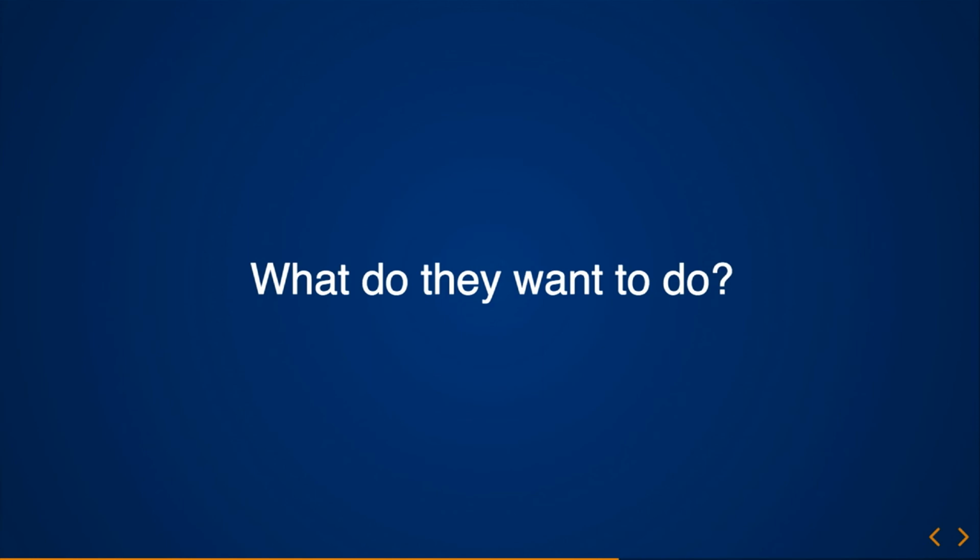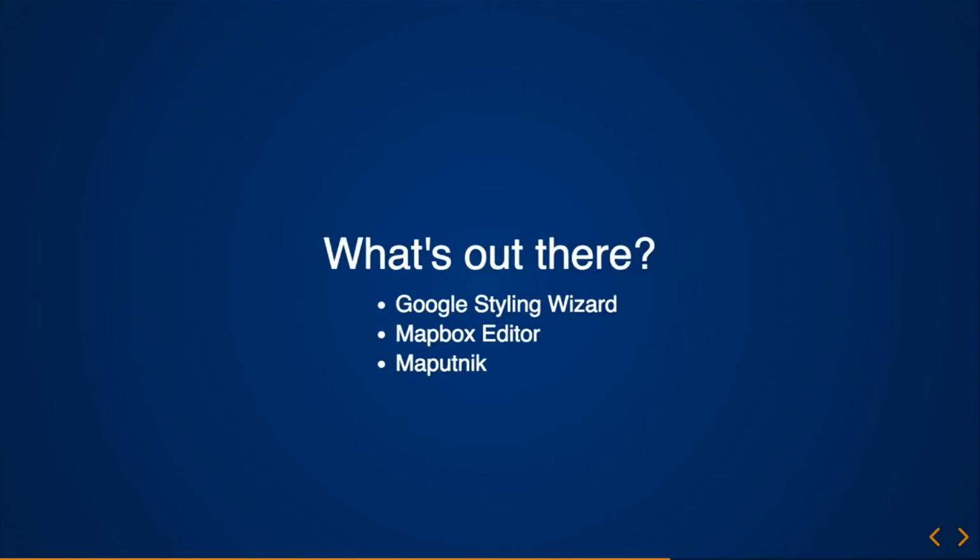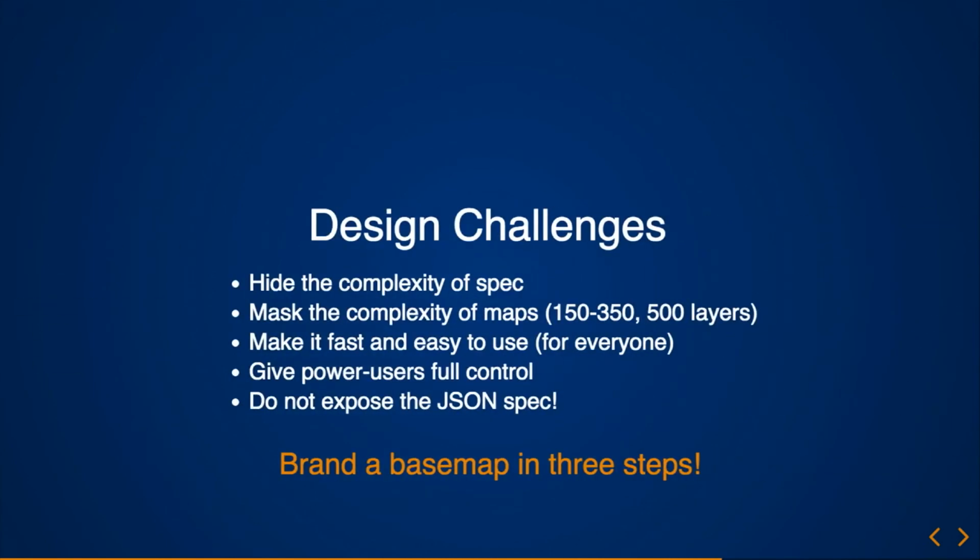So the common thing that both user groups had was they wanted to do it fast, easy, and simple. So we took a look at what else was out there, did a little bit of research to see how other styling applications were working. And then we did an iteration of brainstorming on the design challenges that we had. So right out of the gates, we're talking about a very complex specification. If you look at the JSON spec, it's incredibly complicated. Then on top of that, the layers. How do you deal with 500 layers that aren't really well named and are very cryptic and so forth?